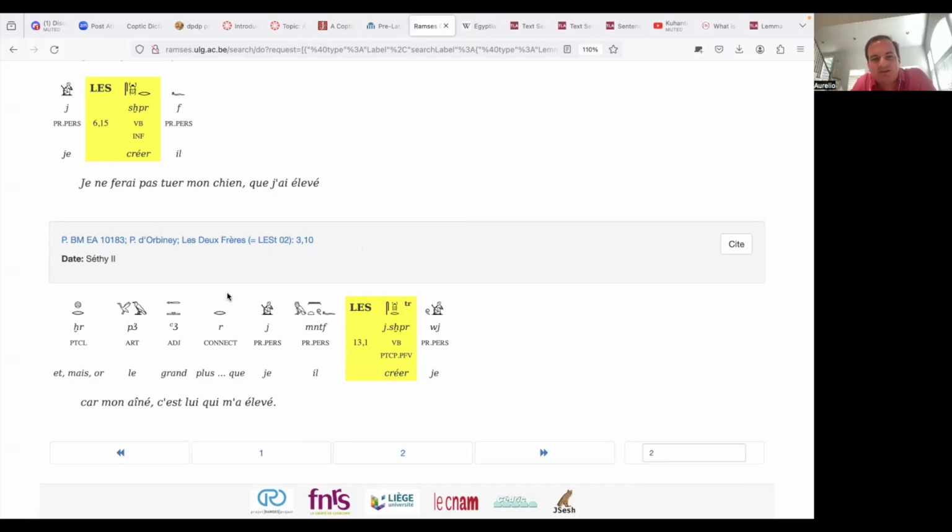Although, honestly, looking at these two sentences, here's another one from the Two Brothers, talking about his elder brother, who has brought me up. I remember that passage. He's basically talking about how he could do something against his elder brother, who's been like a father to him.